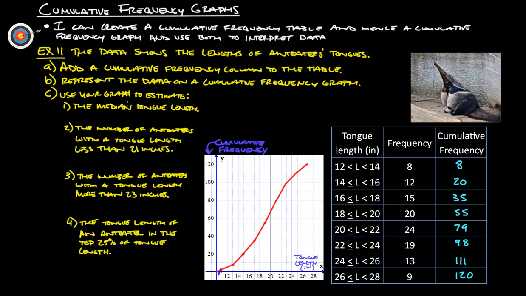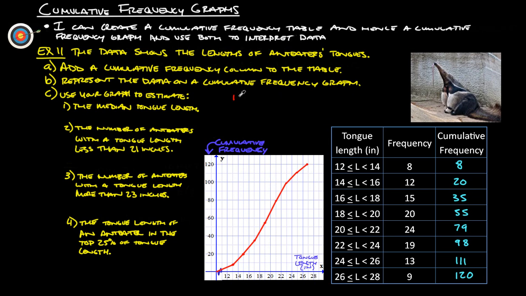Okay, so use your graph to estimate the median tongue length. The median tongue length is going to be the one that's right in the middle. So now here's the thing. If we've got 120 total, the median is going to be half of that, right?